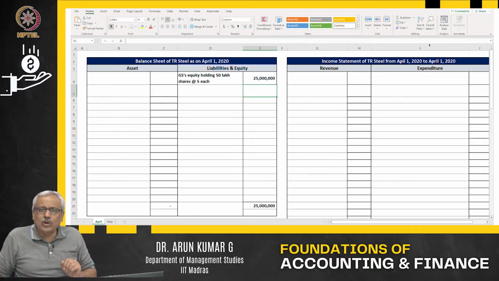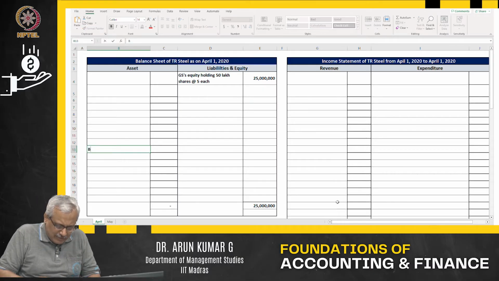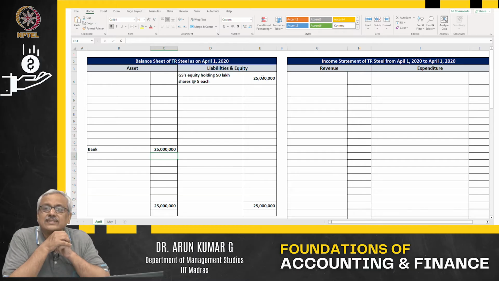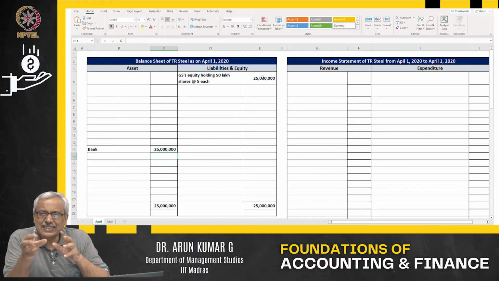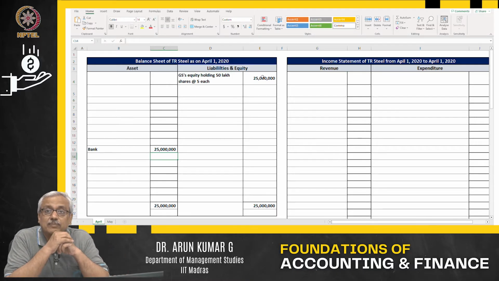That means the cash, once it is there in the bank account, it is in the bank account of TR Steel. So who owns the money? TR Steel owns the money. Once TR Steel owns the money, what is it? It is an asset out there. They have deposited, GS has given capital, you owe the money back, but it is the hard cash that is there, that is owned by whom? Owned by TR Steel. So it is an asset out there, simple.